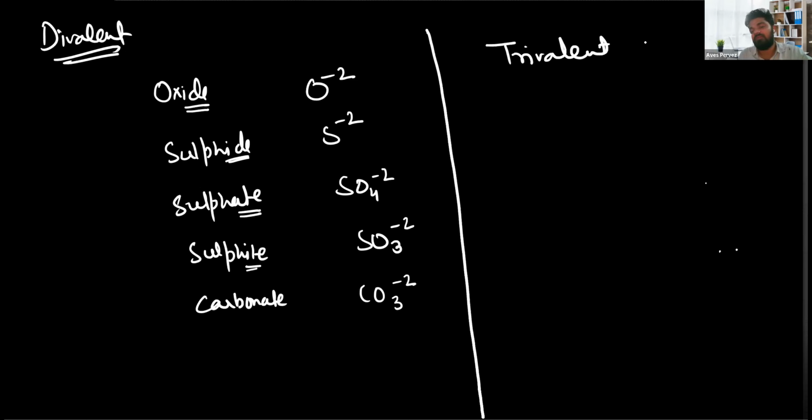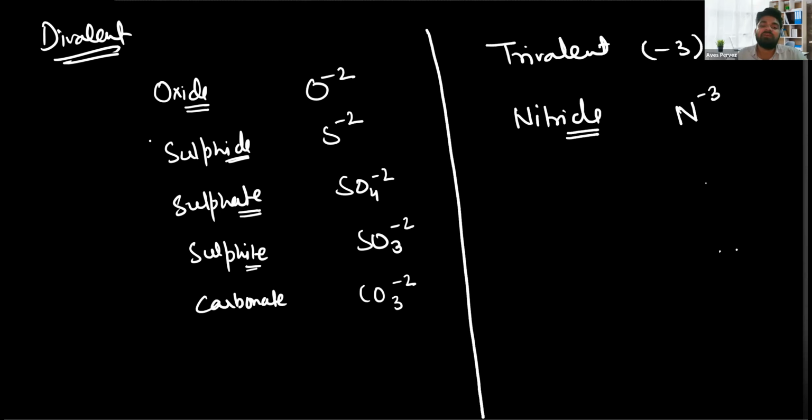Trivalent, in which the valency is minus 3. One is nitride. If I say nitride, will it be only N or NO3 or something else? IDE is here, so it will be only a nitrogen atom with minus 3. Got it? IDE means a single atom. Nitride.